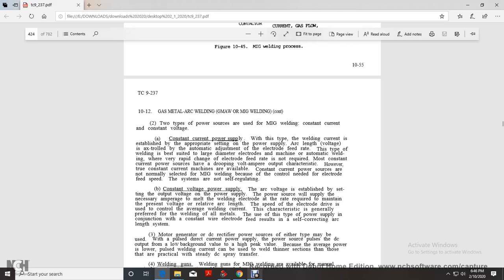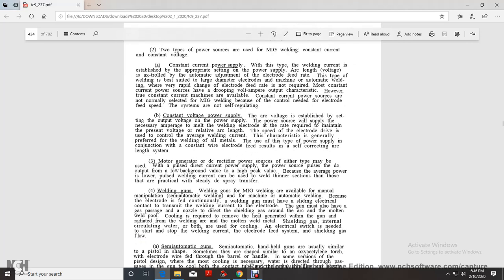With a constant voltage power supply, arc voltage is established by setting the output voltage of the power supply. The power source will supply the necessary amperage to melt the welding electrode at the rate required to maintain the preset voltage of the relative arc length. The speed of the electric drive controls the welding current. These characteristics are generally preferred for the welding of all metals. Usually this type of power supply in conjunction with a constant wire feed speed results in a self-correcting arc length.